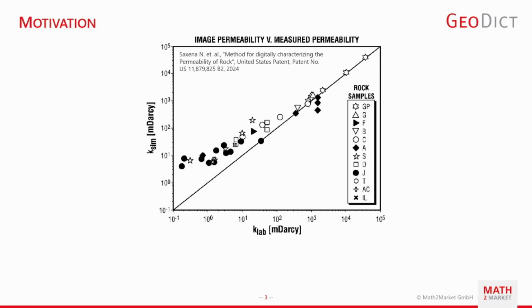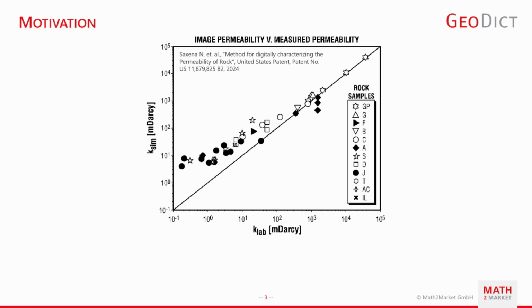What you see here is a graph from a patent from Shell. And what you see here on the x-axis is the permeability that people have measured. So they did measurements on different types of rock samples with different permeability ranges. So you have highly porous rocks with high permeability, and we have low porous rocks with low permeability. And on the y-axis you see the simulated permeability.